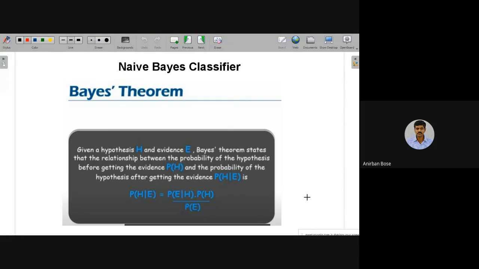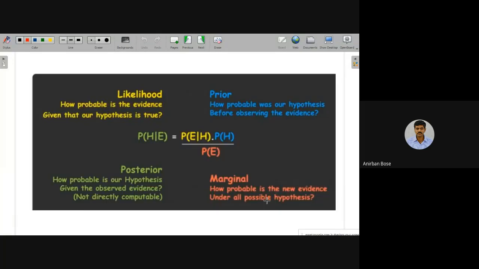given a hypothesis H and evidence E, Bayes theorem states the relationship between the probability of the hypothesis before getting the evidence, which is given by P(H), and the probability of the hypothesis after getting the evidence, P(H given E). P(H given E) is defined as P(E given H) times P(H) divided by P(E). Now let us understand each of these terms.